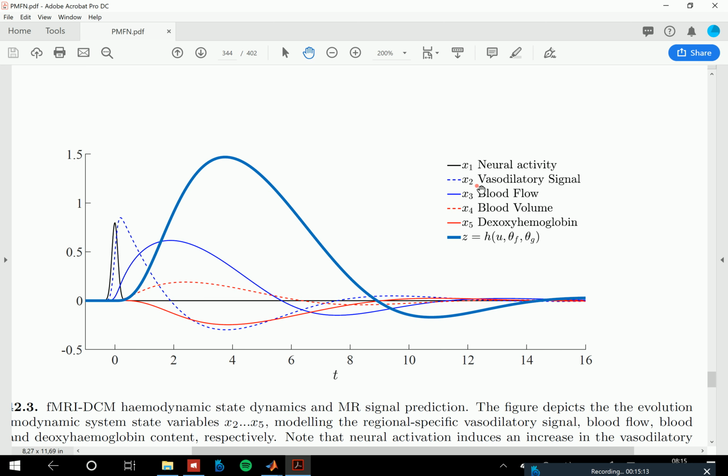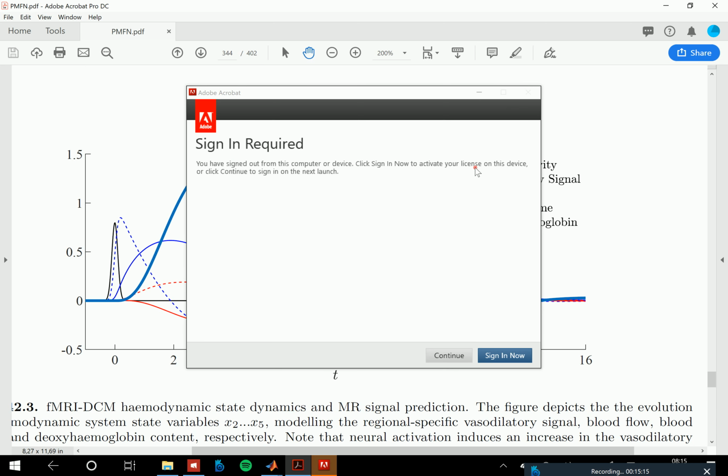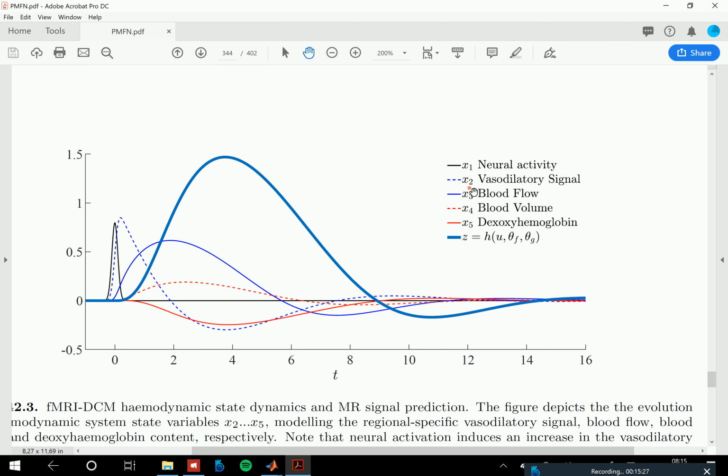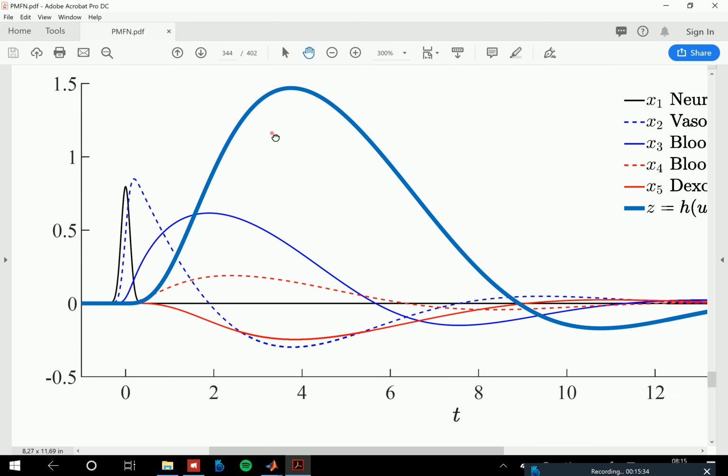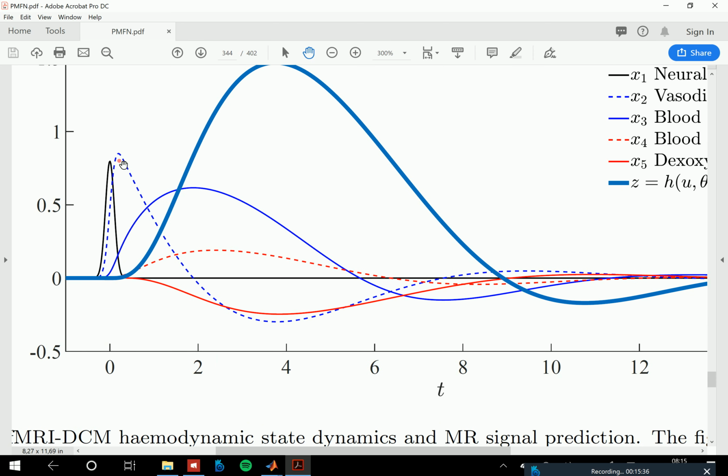In blue, I plot the vasodilatory signal in the blood flow, and what you can see here is that the vasodilatory signal quickly grows, and then also gets below baseline at one point, and then returns to baseline.